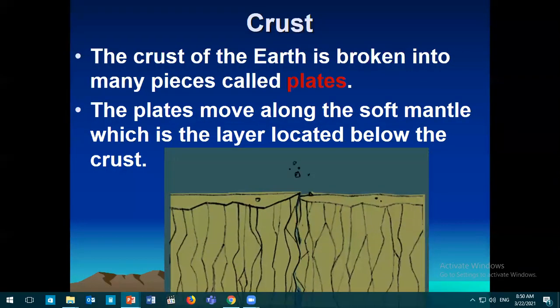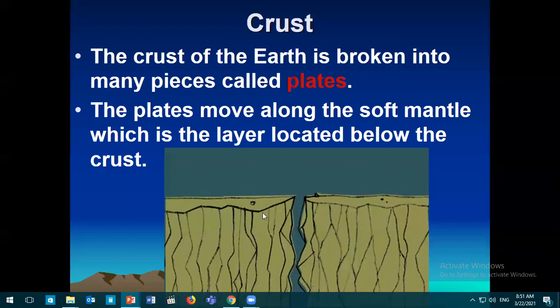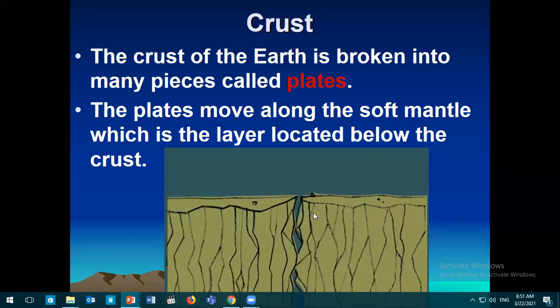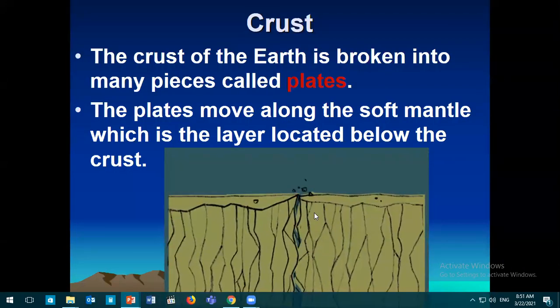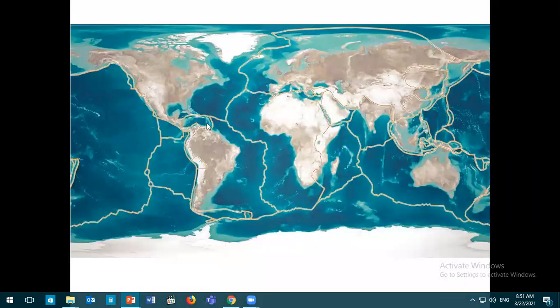This is what we are going to talk about today. As you can see here, those are the plates moving. What are plates again? The plates look like jigsaw pieces, like puzzle pieces, as you can see them. They are outlined in this picture. Can you see them outlined? As if the earth is broken into smaller pieces. Can you see it?